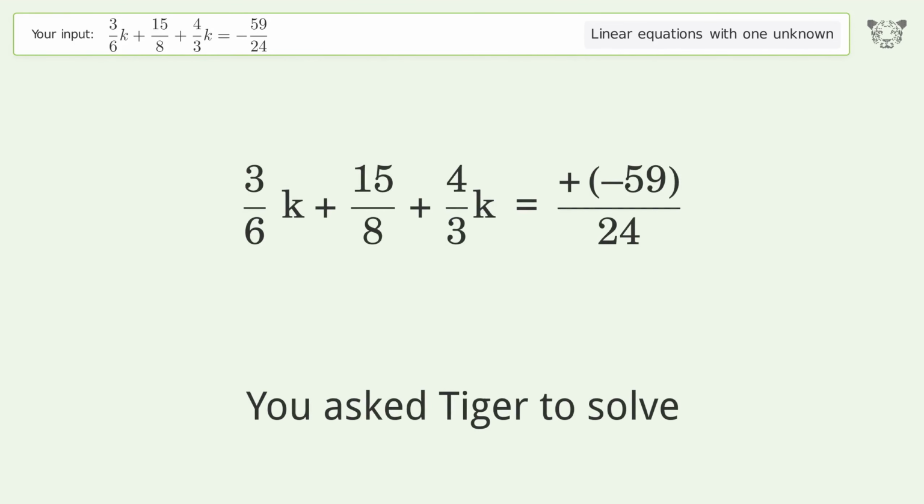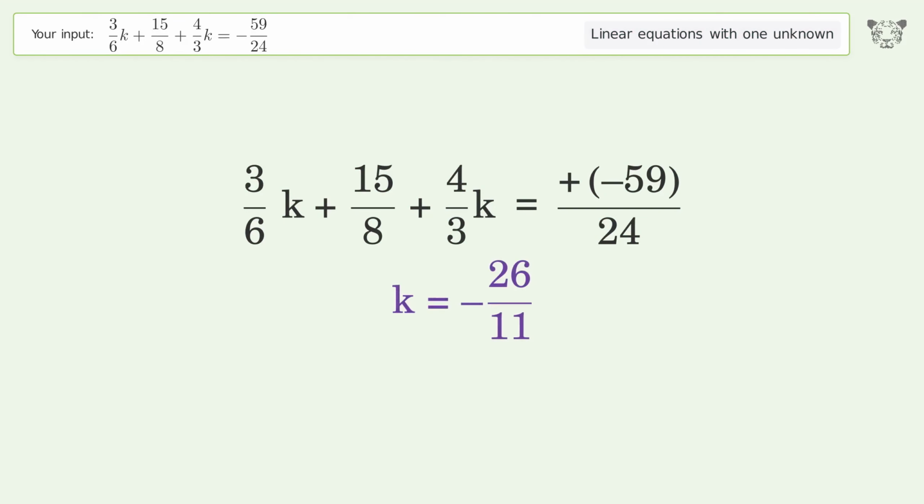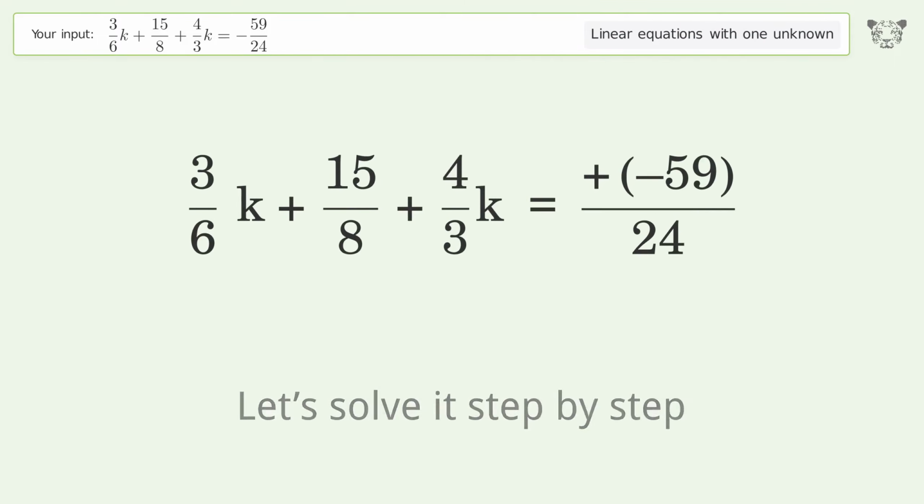You ask Tiger to solve. This deals with linear equations with one unknown. The final result is k equals -26/11. Let's solve it step by step.